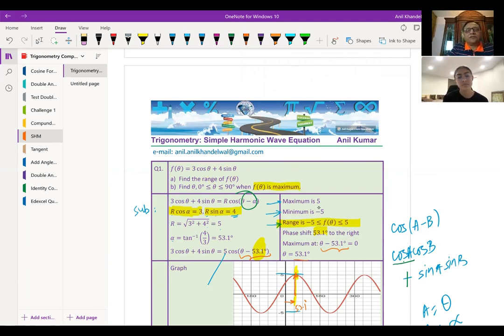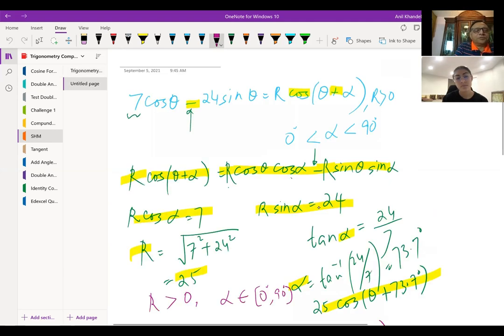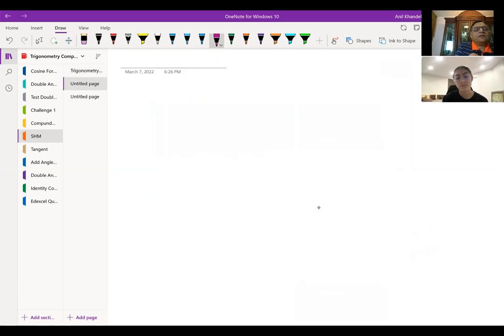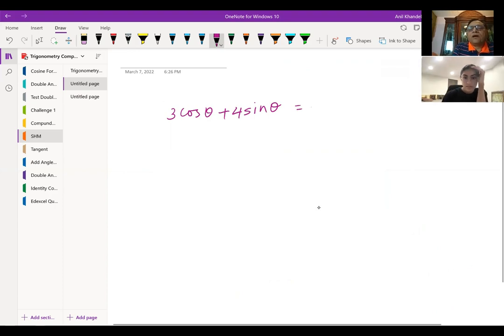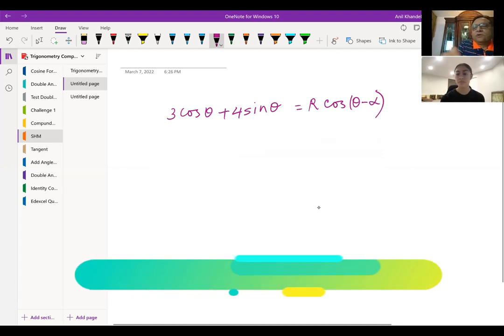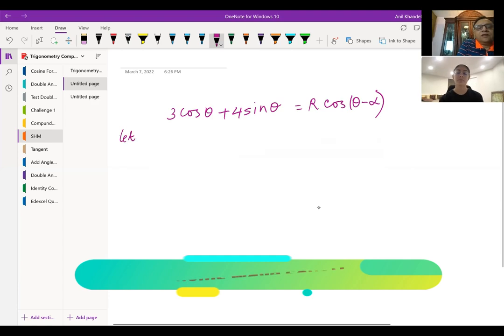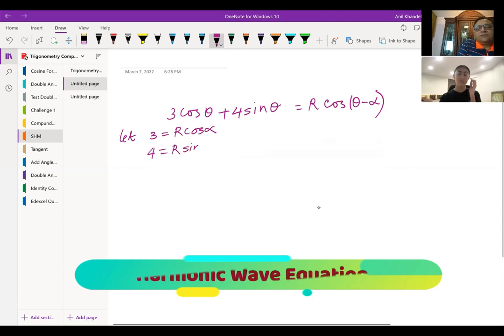So the equation is 3 cos theta plus 4 sin theta. Let me add one page. We have the equation 3 cos theta plus 4 sin theta. We want to write this as R cos of theta minus alpha. So let us see what are the steps involved and how we are going to do it. As I said, we'll do a substitution. We'll say let 3 equal R cos alpha, and 4 equal R sin alpha, correct?